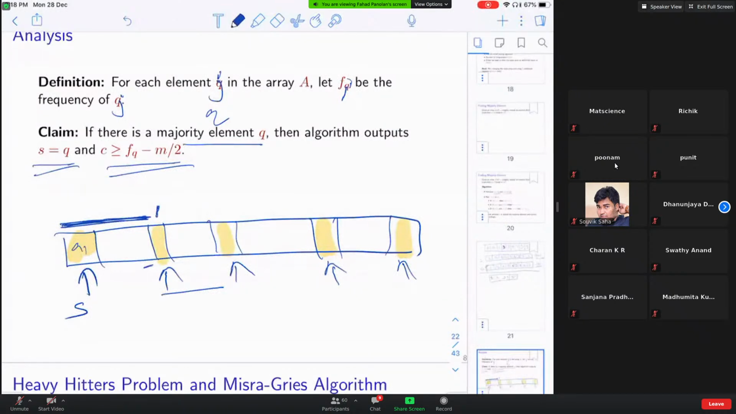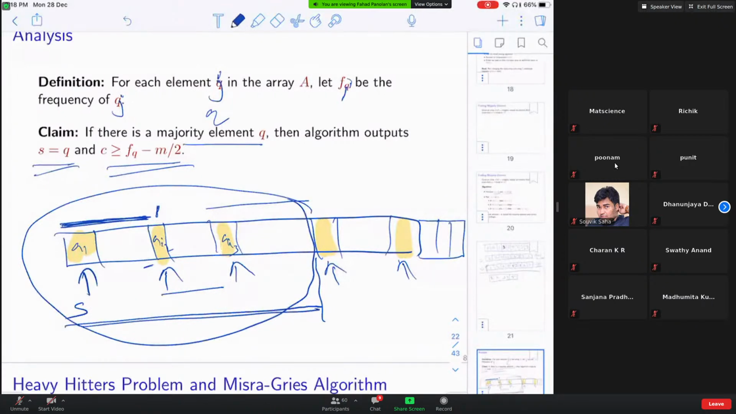Half of the time that was the same as Ai2, and half of the time some other element. And here it is Ai3. From here to here, half of the time it is Ai3, and the remaining time some other element. Now, using that fact, from here to this point, any element can appear at most half of the time in that range. And if I take this range, any element can appear at most half of the time. So in particular, Q will also appear at most half of the time in this range.